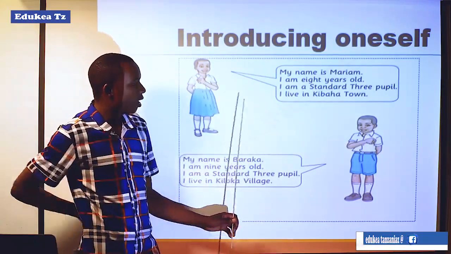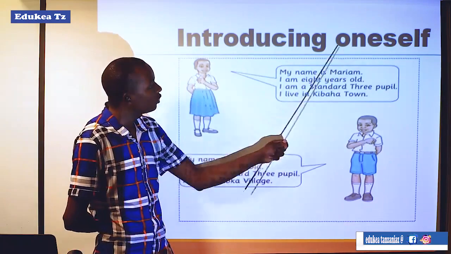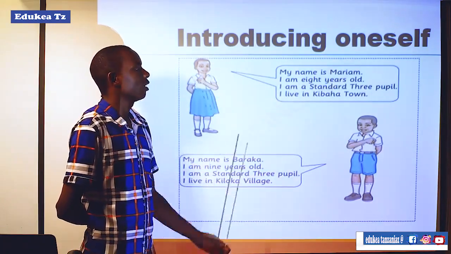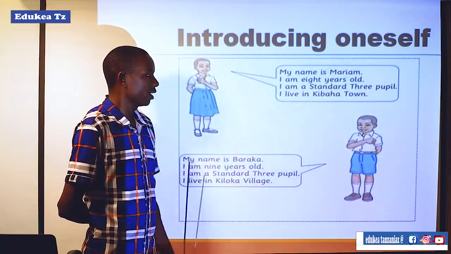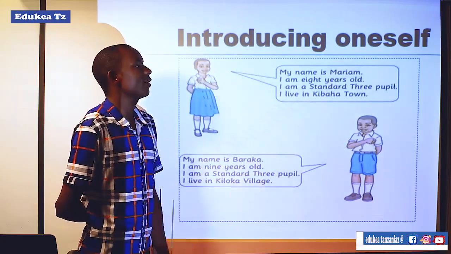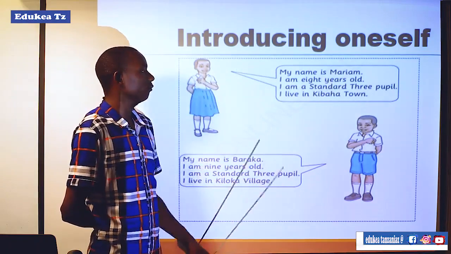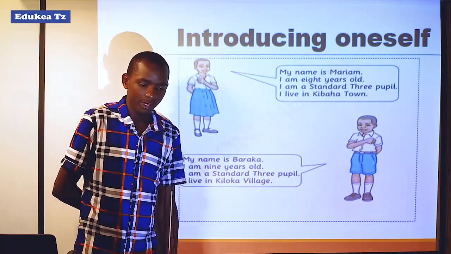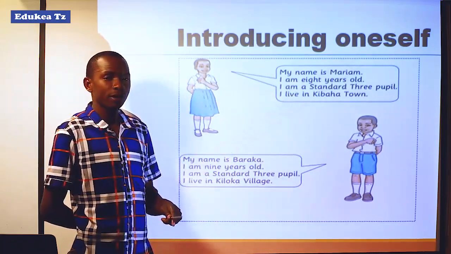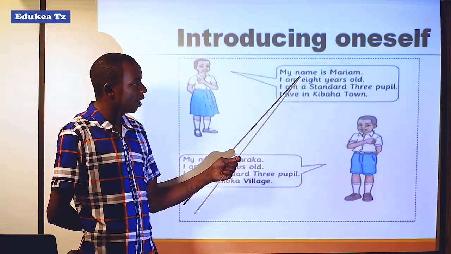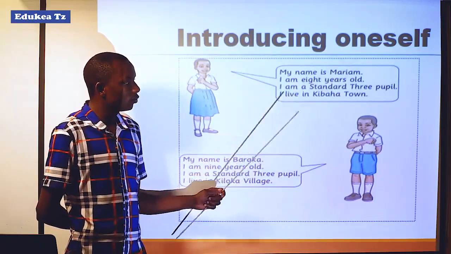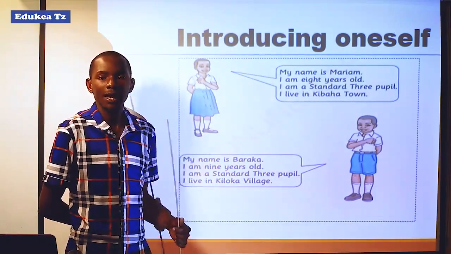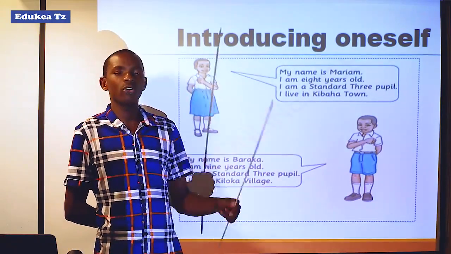There is a picture here which shows introducing oneself. My name is Mariam. I'm 18 years old. I am a Standard 3 pupil. I live in Kibaha town. Here the first one is you are supposed to mention your name, as Mariam started by mentioning her name. The second one is you are supposed to tell us about your age or your years.